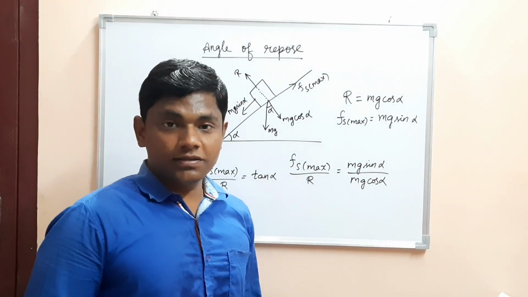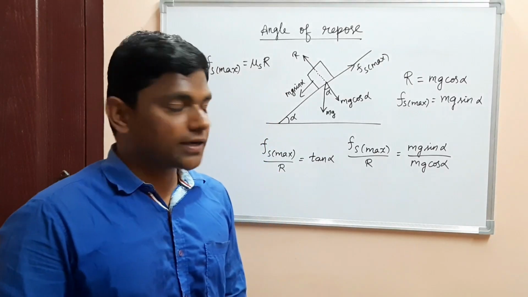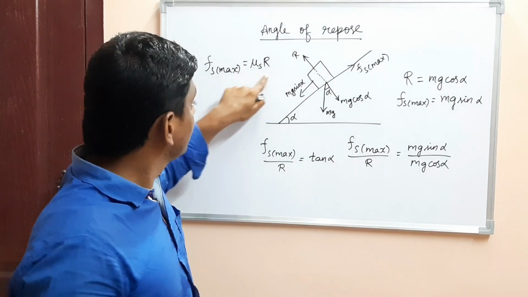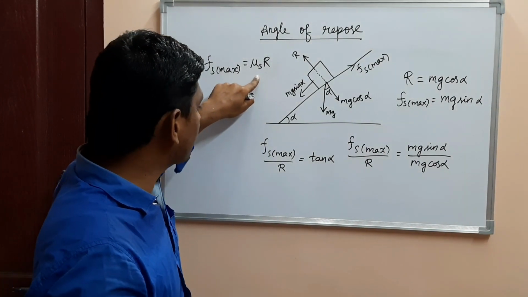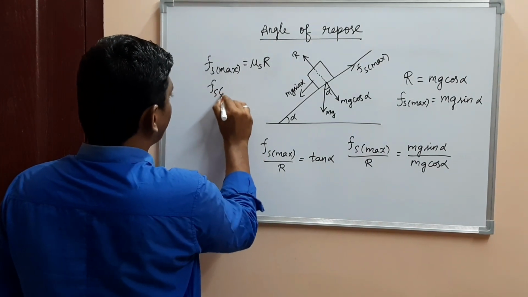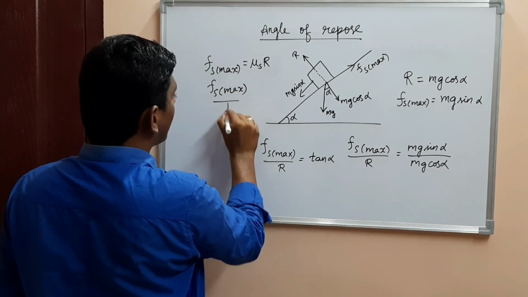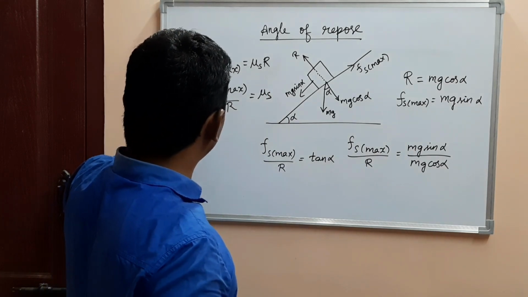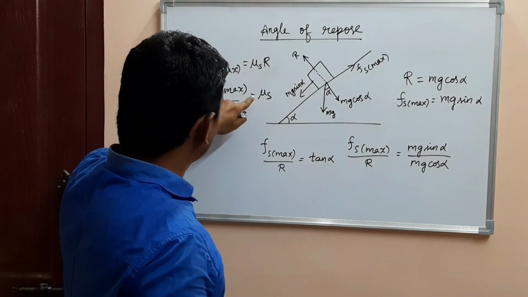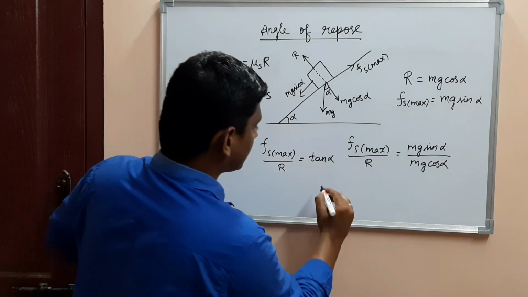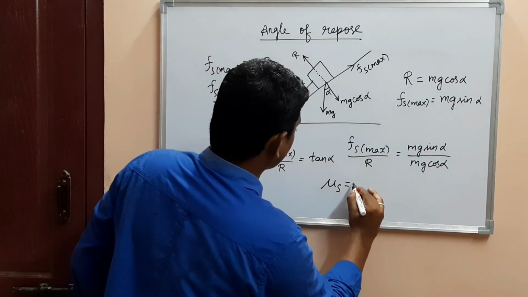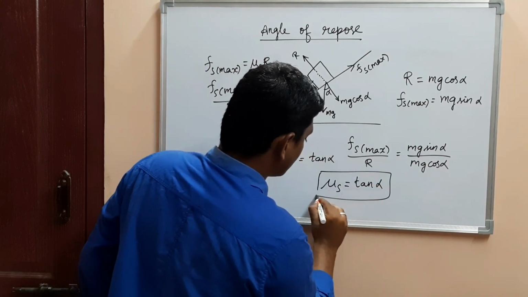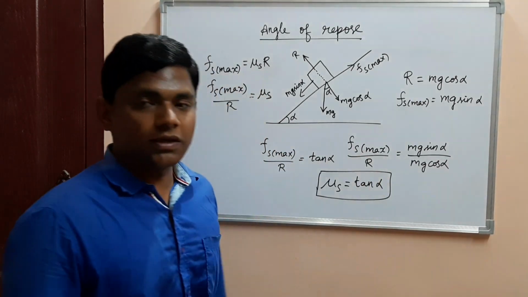We have already discussed earlier that this Fs max is directly proportional to the normal reaction force R. So Fs max is equal to mu s into R. That means Fs max divided by R is equal to mu s. So on comparing these two equations, I can calculate the coefficient of static friction, which is actually equal to the tangent of the angle of this inclined plane.